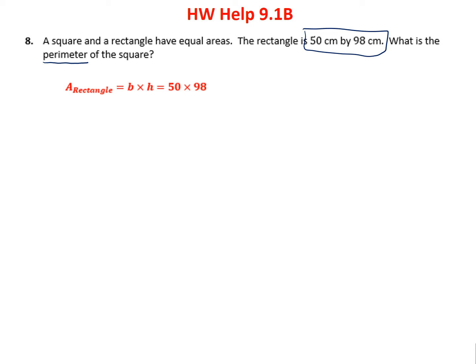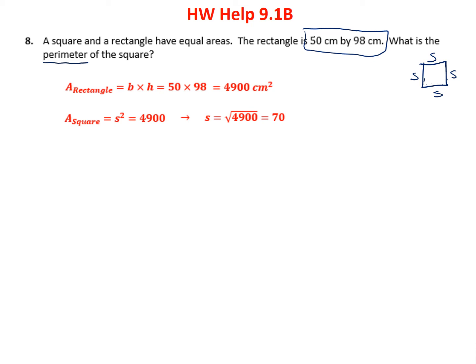So the area of the rectangle, base times height, is 50 times 98, which is going to be 4,900 centimeters squared. Now the problem tells us that that's the same area as a square. Remember, the square, because each of the sides are the same, means that the area is a side times a side, base times height, side squared.